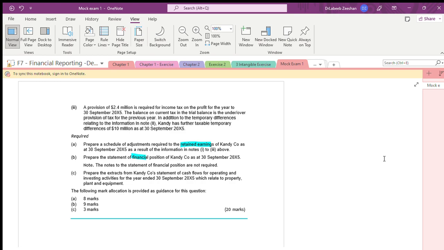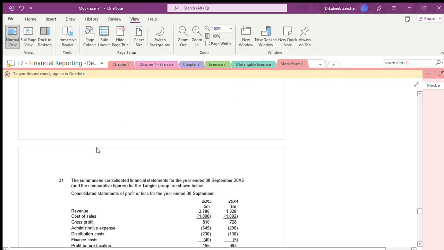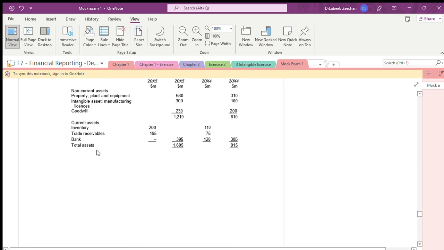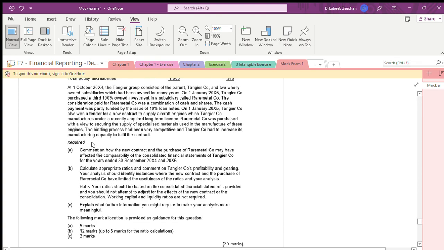They are talking about the preparation of the statement of financial position, the balance sheet, and they are asking about the operating and investing activities only. How many marks have they mentioned for the cash flow statement? 3 marks. And subsequently, what is there? We have the ratio analysis. Is it right? They have given it for ratio analysis.